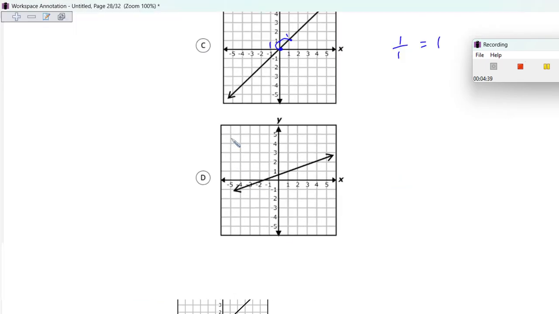I'll pick that point there, and let's see there. We're going to go rise of 1, run 1, 2, 3. So that's 1 over 3, not even close. That's 1/3, 0.33, no bueno.